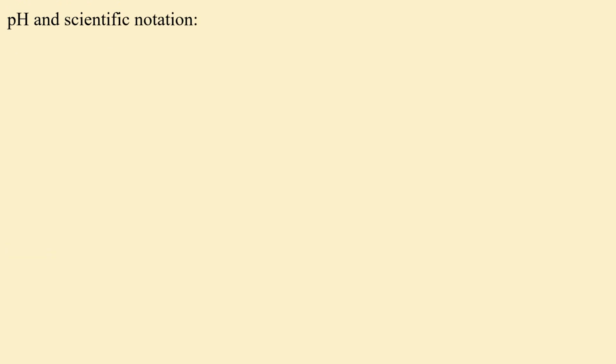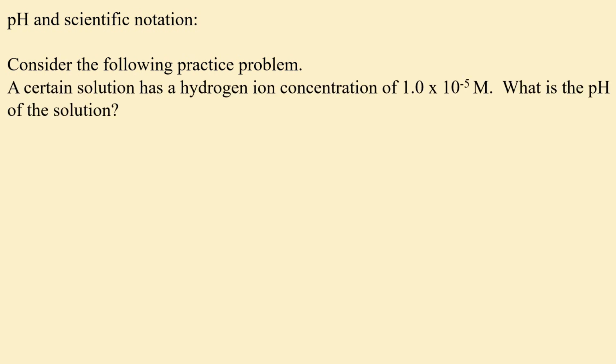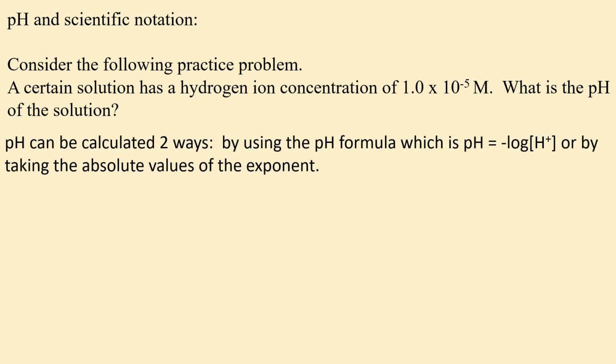pH and scientific notation. Consider the following new practice problem. A certain solution has a hydrogen ion concentration of 1.0 times 10 to the minus 5 molar. What is the pH of the solution? pH can be calculated in 2 ways. One, as we already know, by using the pH formula, which is pH is equal to the negative log of the concentration of hydrogen ion, or by taking the absolute value of the exponent in the molar concentration.